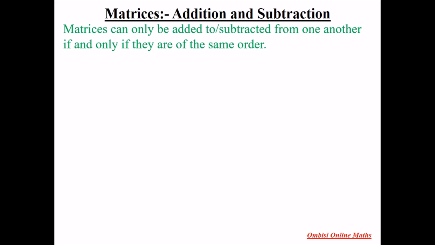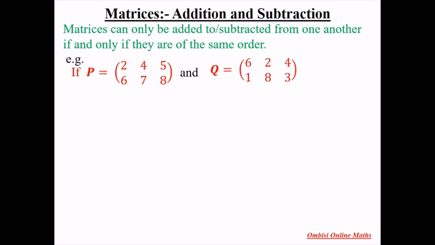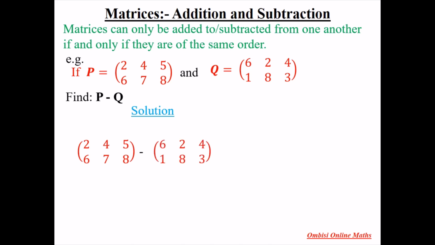We've established that matrices can only be added or subtracted if they are of the same order. For example, you're given a matrix P as 2, 4, 5, 6, 7, 8, and another matrix Q, 6, 2, 4, 1, 8, 3. You are supposed to find P minus Q, that is, subtract Q from P. For us to subtract Q from P, we arrange the matrices in the order they are, then subtract the second matrix, which is Q.